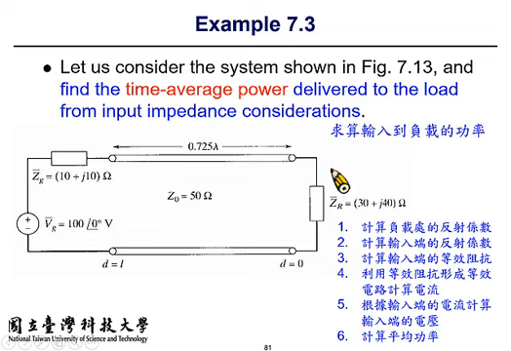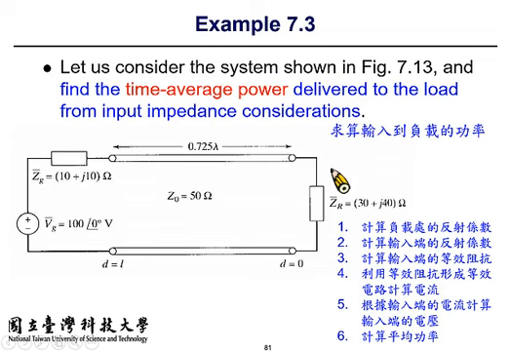Here is a transmission line. We know that the characteristic impedance of the transmission line is 50 ohm. The length is 0.725 wavelengths. What is the termination? The termination ZR equals 30 plus 30j, so that's a complex number. And to the left is the generator, which has a magnitude of 100, and we assume the phase of the generator is 0 degrees at the beginning. And the internal impedance of the generator is 10 plus 10j.